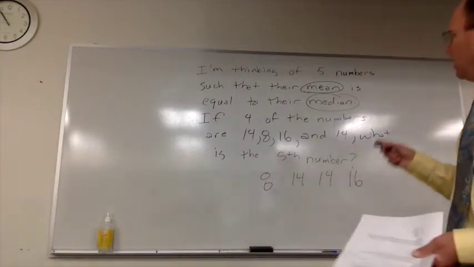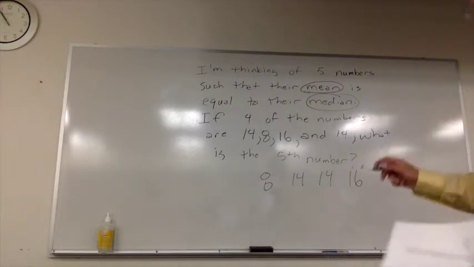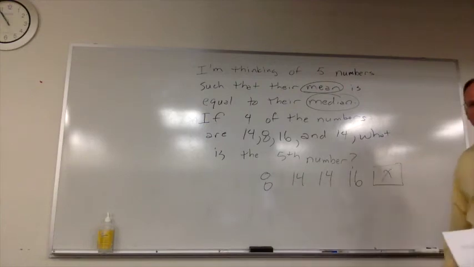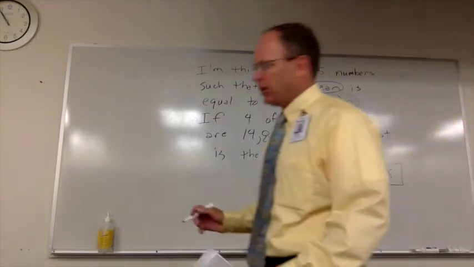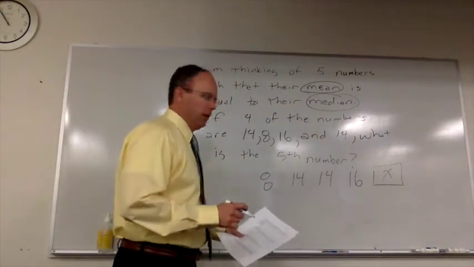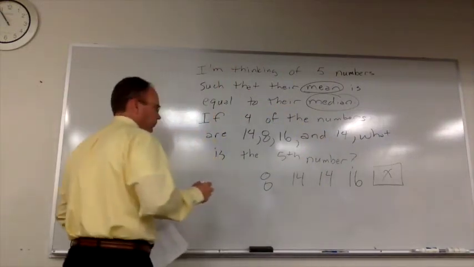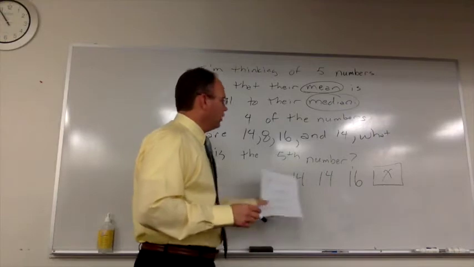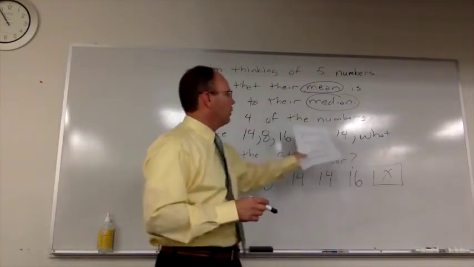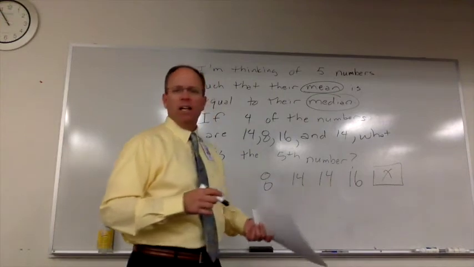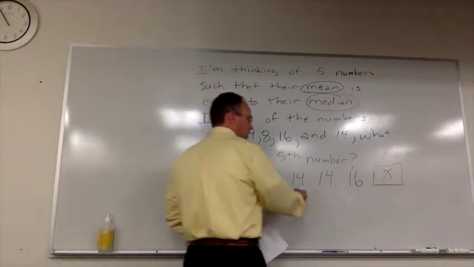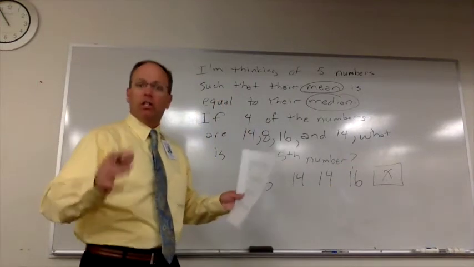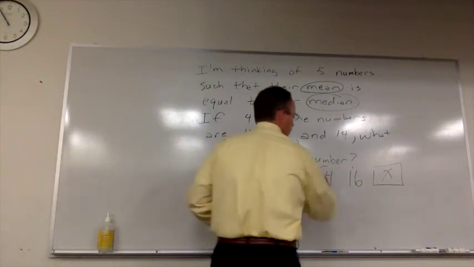Okay, so it says, if 4 of the numbers are that, what is the 5th number? So the 5th number is this unknown. I'm going to call it x. If I call that x, I should be able to do this problem pretty easily. So first thing, we're looking at the 5th number: 1, 2, 3, 4, 5. So what is the middle? What is the middle of 8, 14, 14, 16, and x? Just as a list, the middle is 14.